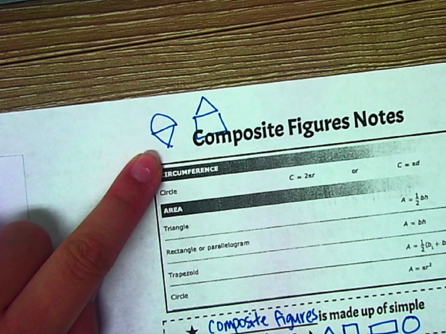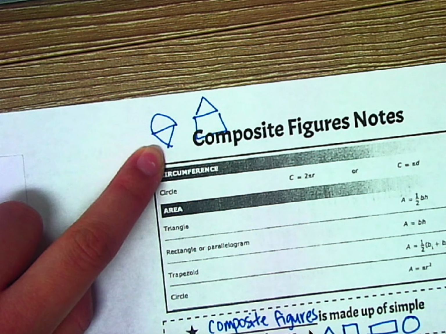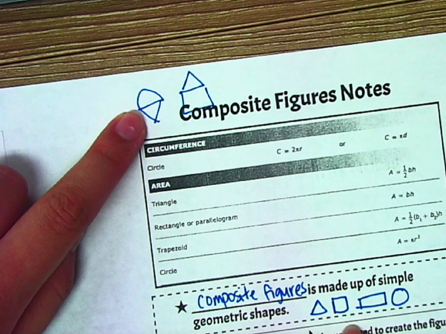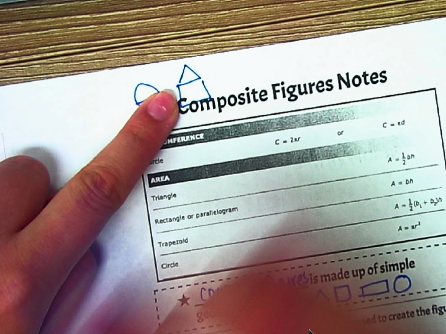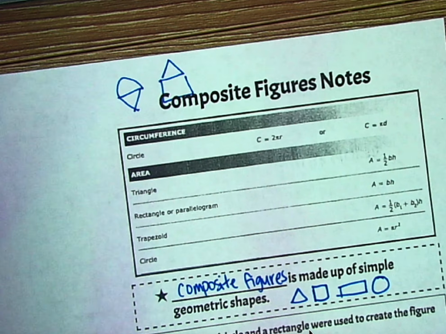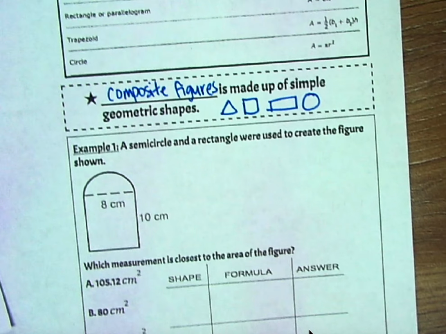If I look at this snow cone, the top is half of a circle and then the bottom is a triangle. That's a composite figure. It's two shapes put together. Okay. This house has a triangle on top and a square on bottom. It's a composite figure. It's two shapes to make one figure.